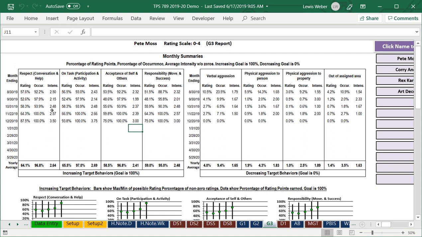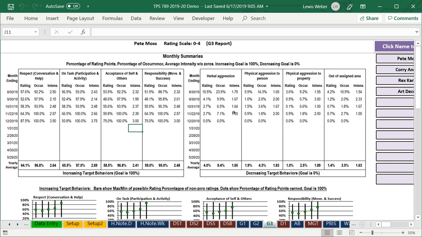So as we can see, the average intensity for respect increased pretty high in December compared to earlier in the year, and that goes across most of the measures. Again, the intensity dropped off for, I think, yeah, for all the increasing targets, the intensity decreased in September. So that was a challenging month for Pete. Let's now look at the decreasing target behaviors.